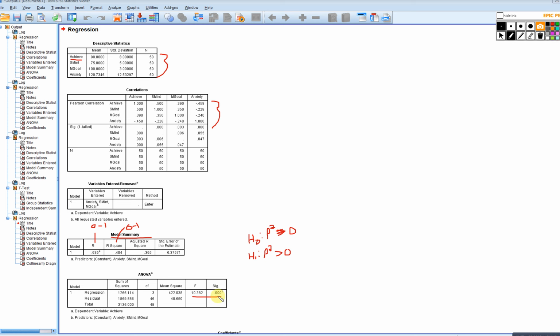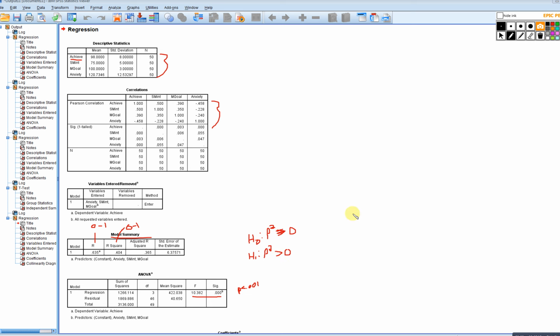So our p-value here is less than 0.001. If we compare this against the alpha threshold, let's say at 0.05, then we would not adopt the null hypothesis, and we would rather adopt the alternative hypothesis. So we would infer that within the population, the predictors explain variation significantly greater than 0.